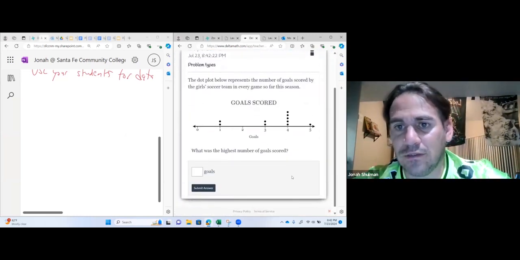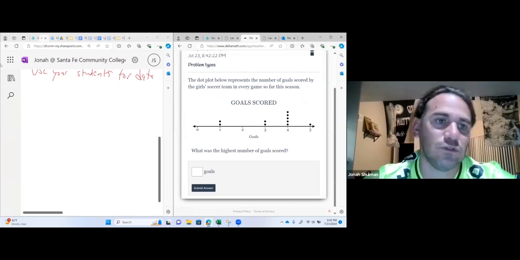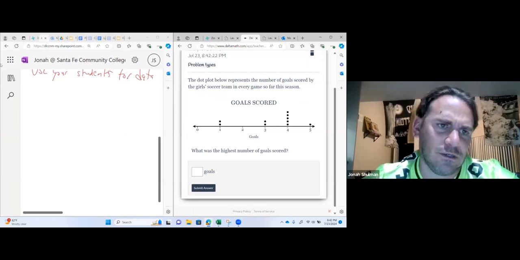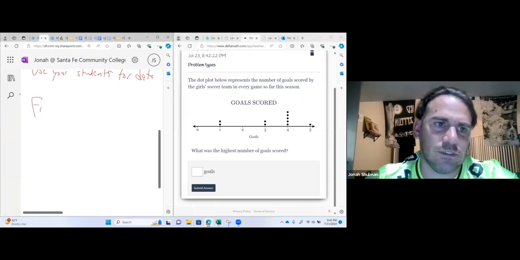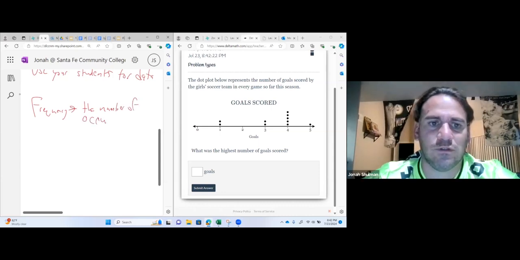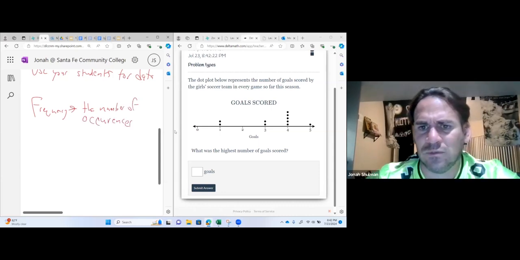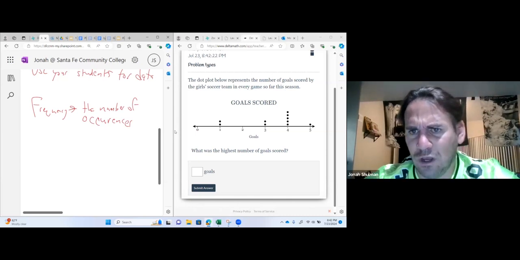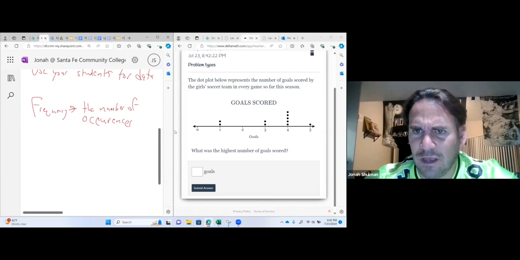Nothing crazy about it. It's kind of like frequency. What is the word frequency? In case you don't know, frequency is just the amount of times something happens. It's like the number of occurrences. I'm pretty sure that's the word that they want. So this means we have two goals. Dot plot number shows every game.